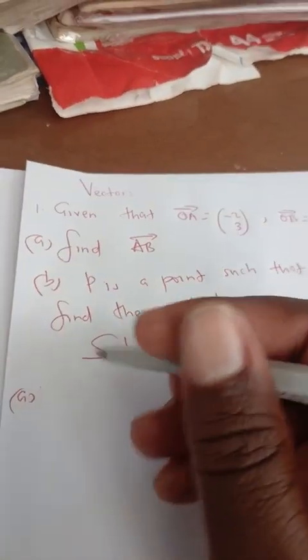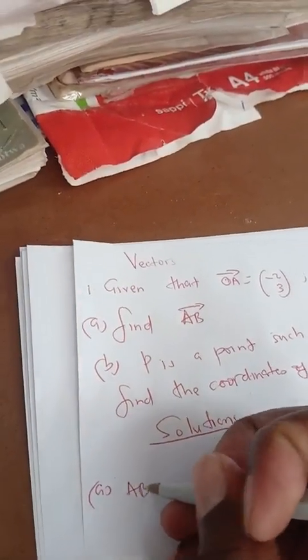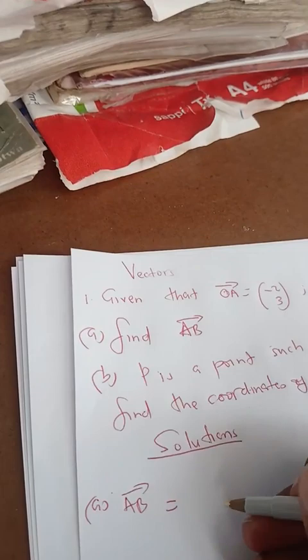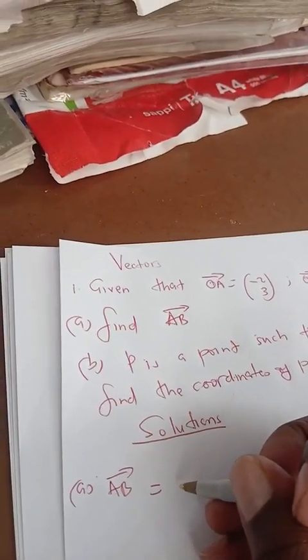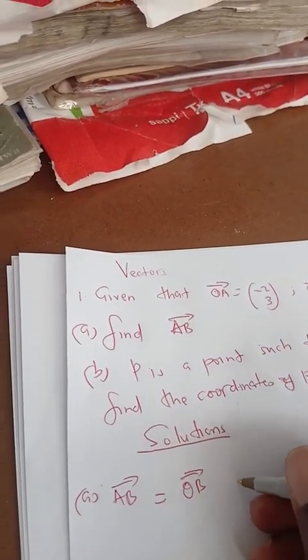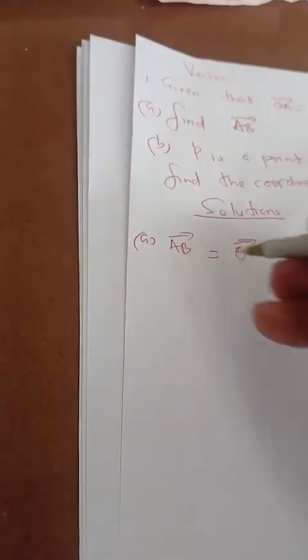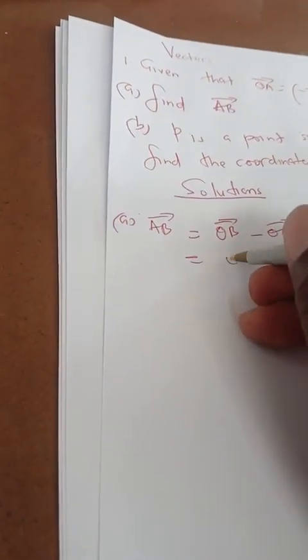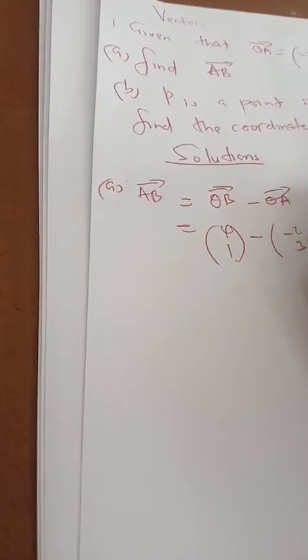The simplest method to find the vector AB when given OA and OB is to subtract OA from OB. In other words, AB is calculated as OB minus OA. So OB is given as 4, 1, minus -2, 3.